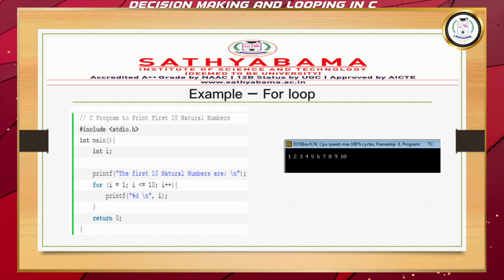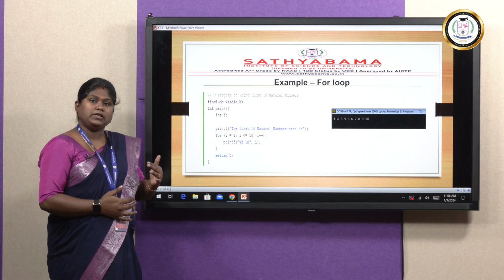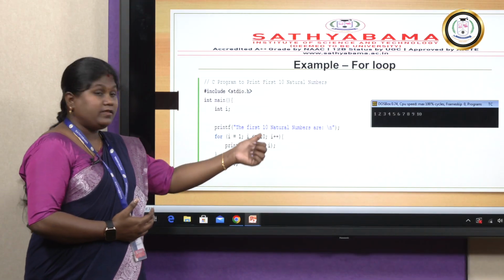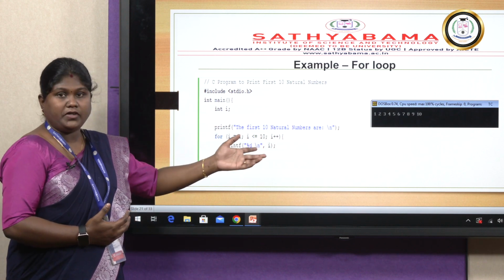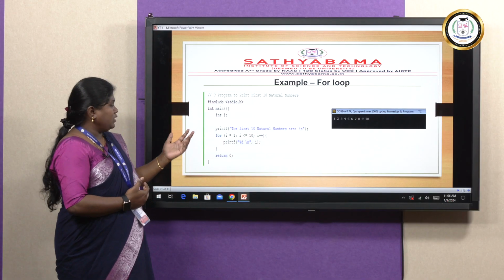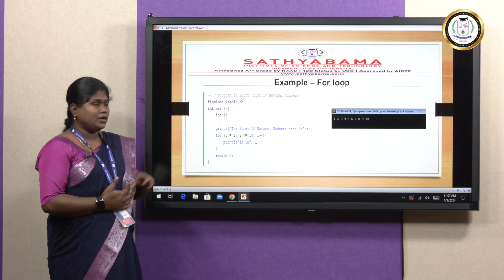As I told you earlier, it is better to use the for loop when you know the number of iterations in advance. This is the lower limit and this is the upper limit. If I place 20 and 100 here, the lower limit will be 20 and the upper limit will be 100. So if you know the lower limit and the upper limit, it is better to use the for loop.